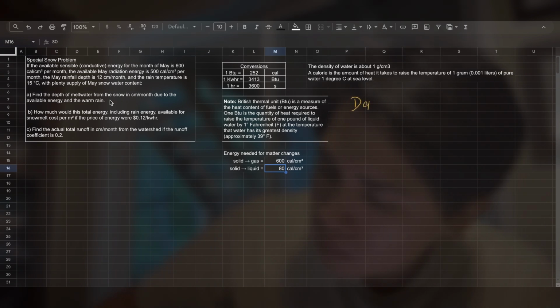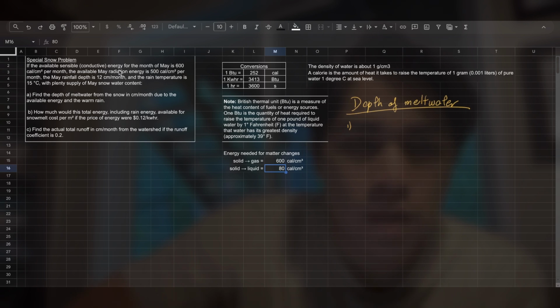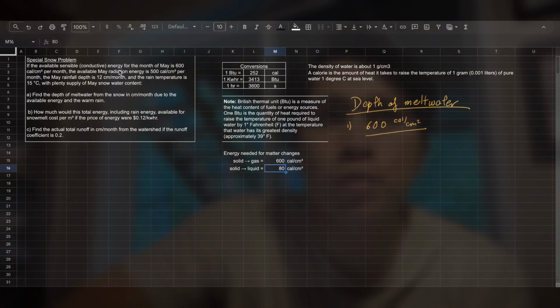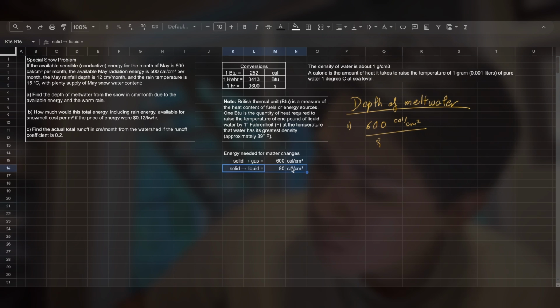So the depth of melt water. First we're going to do the conductive energy. That's the wind. So we have 600 calories per square centimeter. And to convert that, to make the ice into liquid, we need 80 calories. So we divide it by 80 calories per cubic centimeter.